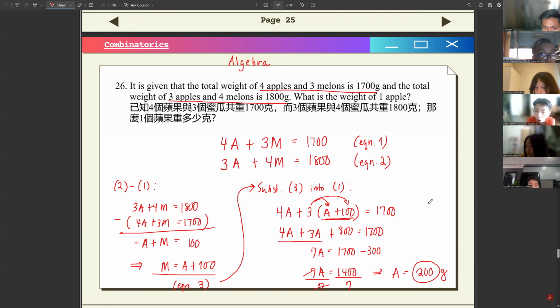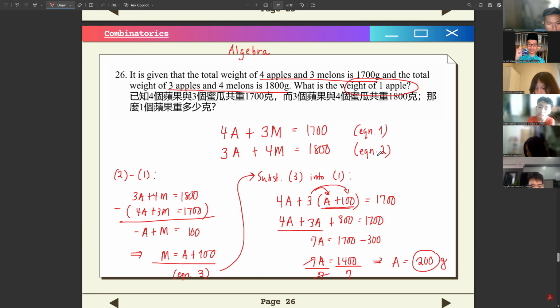Now, that's exactly what we're looking for, right? Weight of 1 apple. Okay? Okay, next problem.